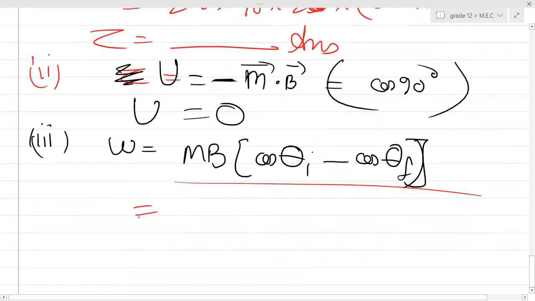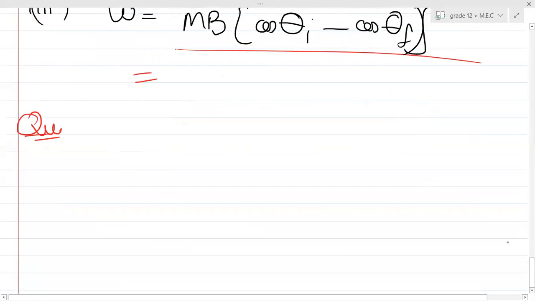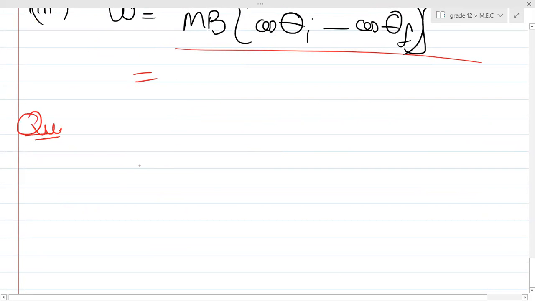Let me give you another question. We have a large horizontal coil of radius capital R.